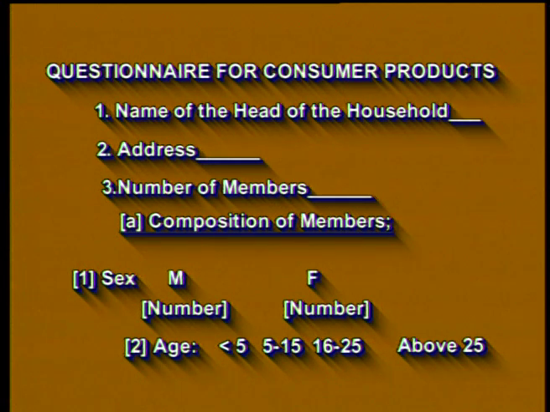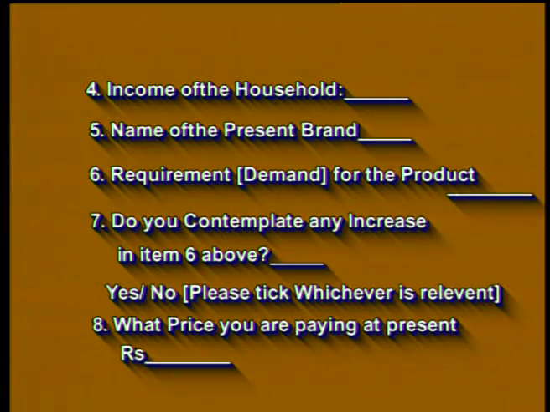Question number 1, name of the head of the household. Question number 2 is the address of the household. Question number 3 is the number of members in the household. Then a part of that question, that is 3A, will be the composition of the members of the household in terms of both sex as well as age. So in the case of sex, you will make 2 columns, male and female. Age, you will have less than 5, then 5 to 15, 15 to 25, and 25 and above. Then the 4th question will be income of the household. The 5th question will be the name of the brand which you are purchasing at present.